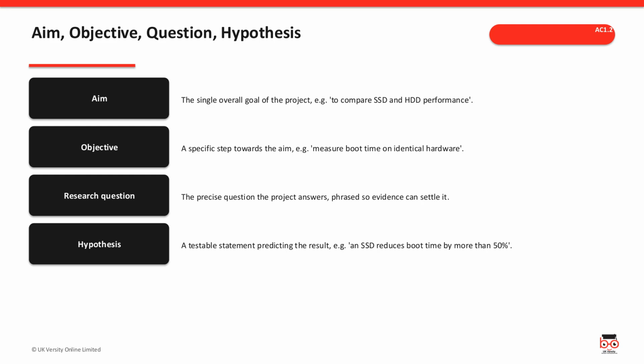Now we get to the machinery that turns a title into something you can actually answer. Four words do the heavy lifting here. The aim is your single overall goal, such as comparing solid state and hard disk performance. An objective is a specific step towards it, like measuring boot time on identical hardware. The research question is the precise thing your evidence will settle, and a hypothesis is a testable prediction, for example that a solid-state drive cuts boot time by more than 50%.